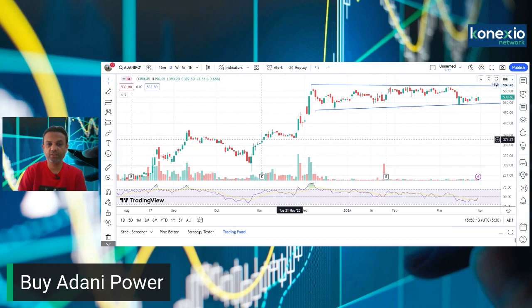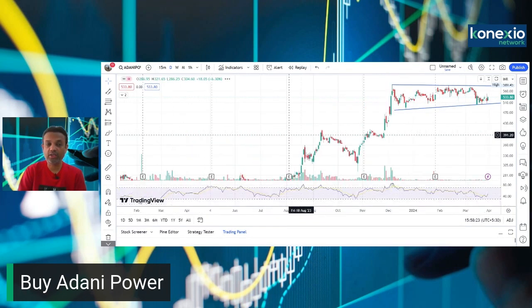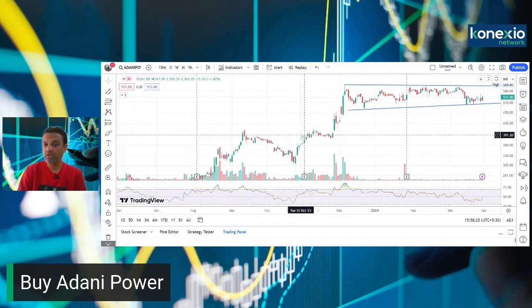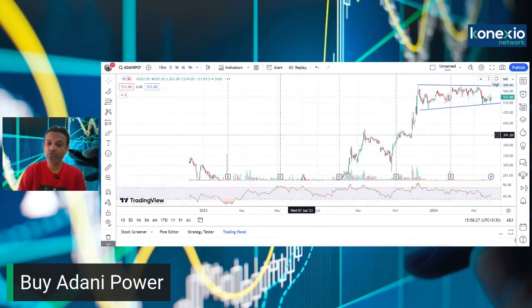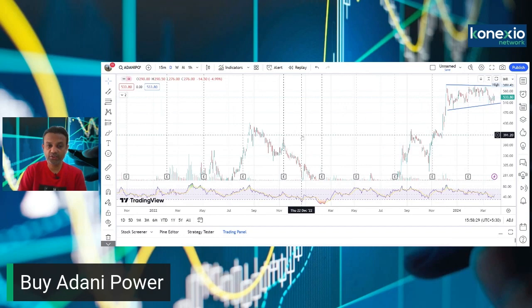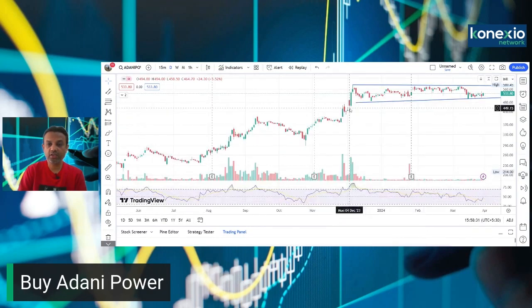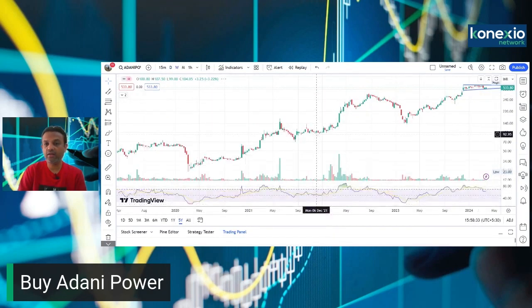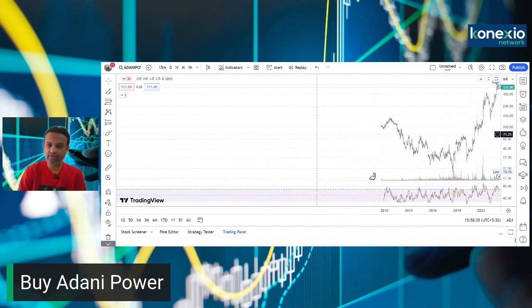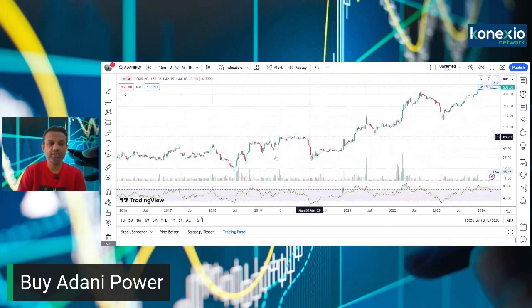You can see this particular rise, and then it is going sideways since November 2023. So definitely it has taken a long time for consolidation. Now the stock is poised for a strong rally from this juncture. Currently the stock is trading just below its lifetime high. You can clearly see the charts.